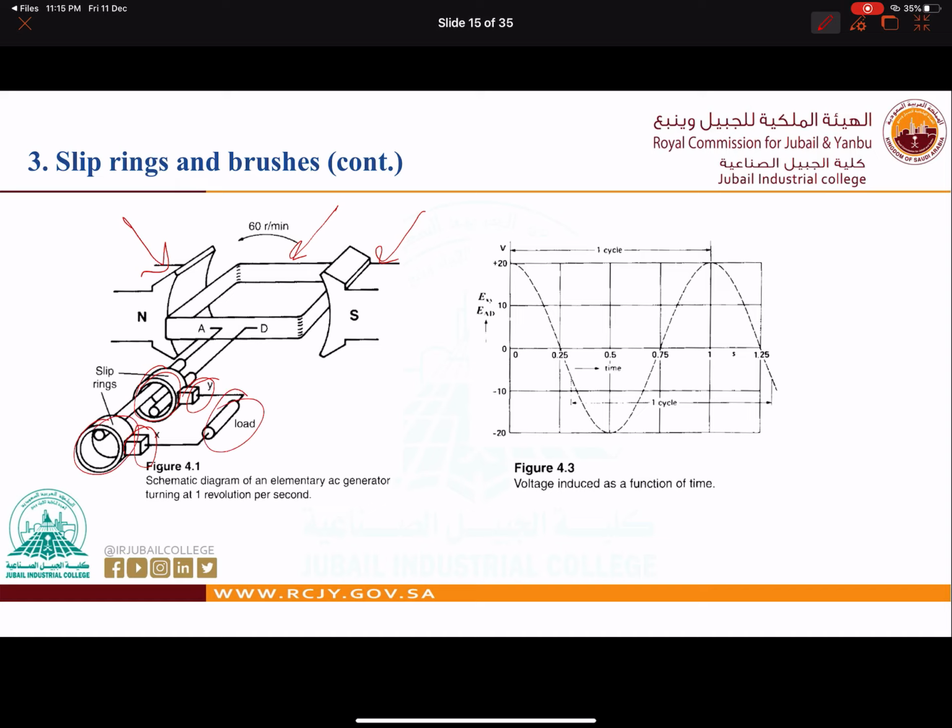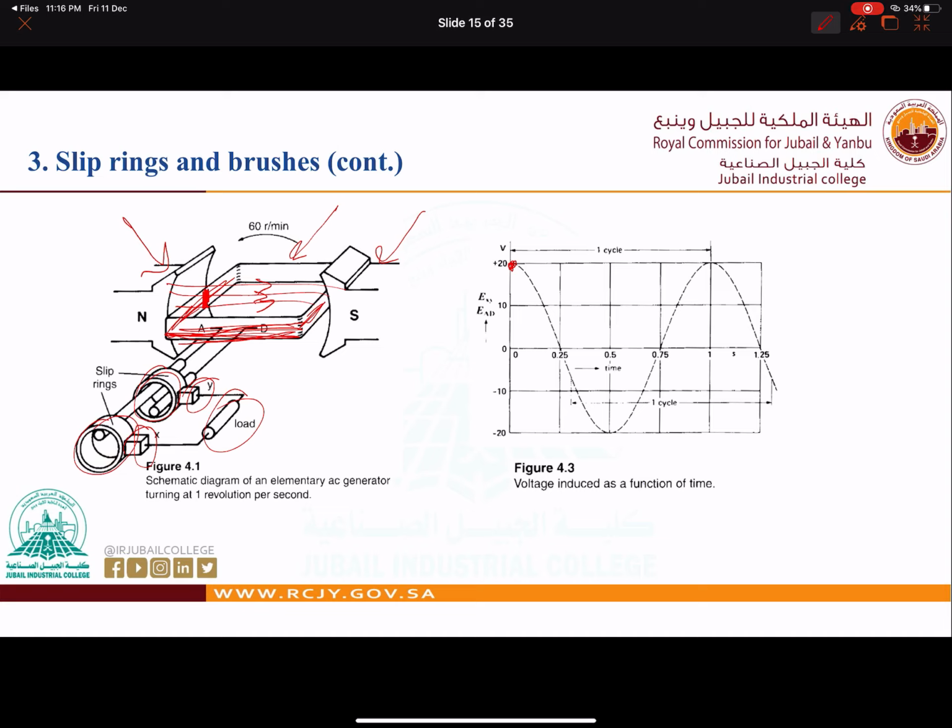Now, once this coil is at 90 degrees, this is the magnetic field, and the coil is now at 90 degrees, which means that we have a maximum voltage. Why is that? Because the cross-section area of the coil is covered by all the magnetic field that it can cover.